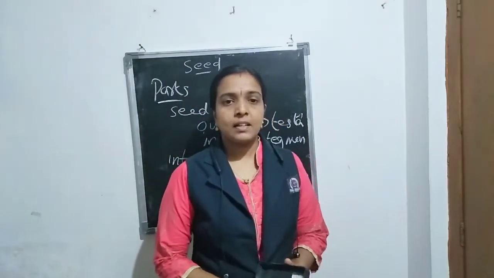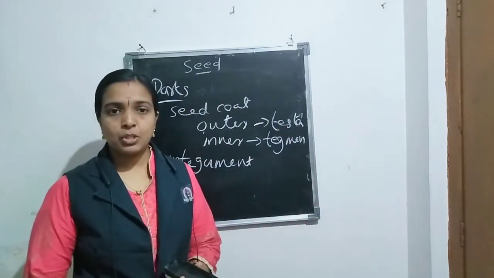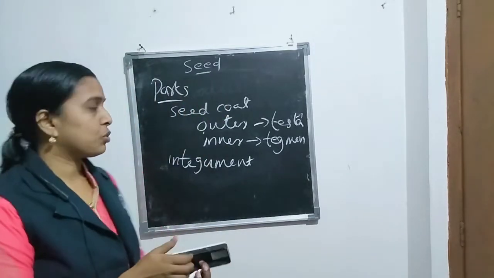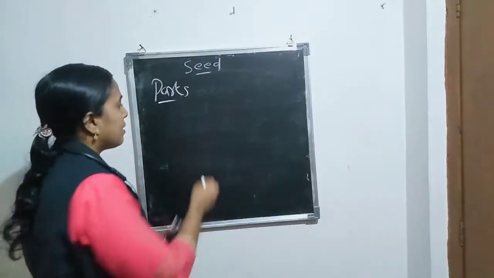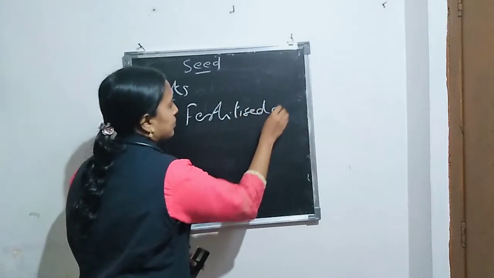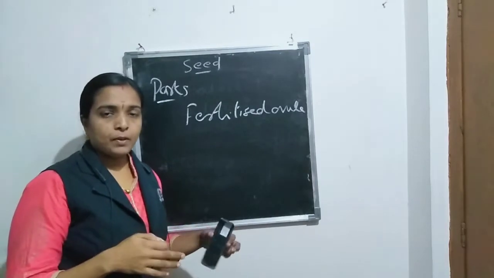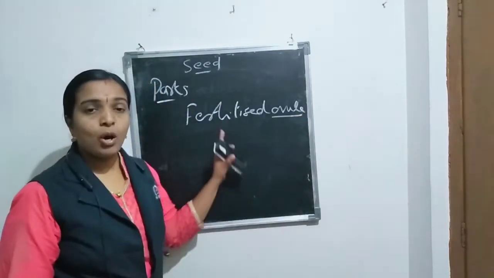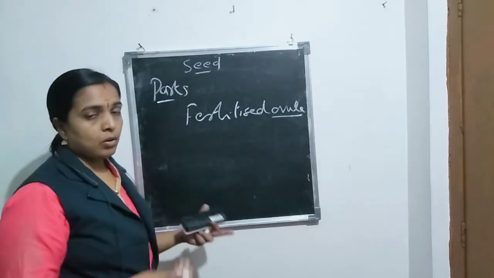Next topic is seeds. Seeds are the products of sexual reproduction. What are seeds? Seeds are the products of sexual reproduction. Then they are also known as fertilized ovule, because after fertilization, which part of the flower becomes seed? Ovule becomes the seed. So they are also known as fertilized ovule or mature ovule.